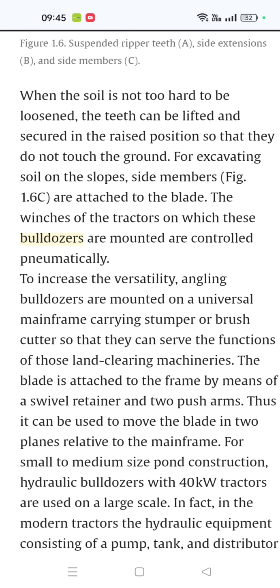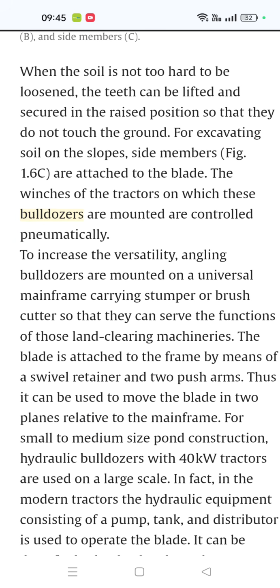When the soil is not too hard to be loosened, the teeth can be lifted and secured in the rest position so that they do not touch the ground. For excavating soil on the slope, side members Fig 1.6c are attached to the blade.